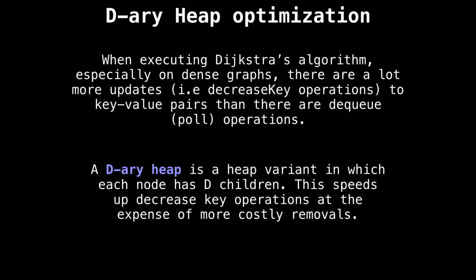Alright, we've looked at several Dijkstra optimizations already, but there's one key last optimization I want to talk about, and that is improving the heap we're using. Currently, we're probably using an indexed binary heap for our priority queue, but we can do better. The thing to notice is that when executing Dijkstra's, there are a lot more update operations, especially on dense graphs, than there are removal operations. A D-ary heap is a heap variant in which each node has at most d children instead of 2. This speeds up the decrease key operation at the expense of more costly removals.